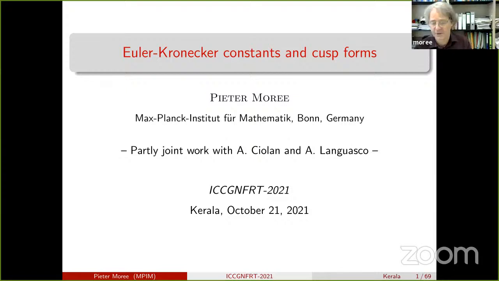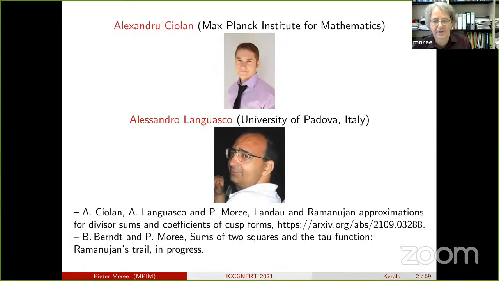So the theme today goes back to Ramanujan, so many things in number theory. What I'm going to report on is a lot of work by many people, but the motivation is some recent work. This recent work is with Alexandru Zaharescu, who was a one-year postdoc at the Max Planck Institute here, and with Alessandro Languasco from the University of Padua.